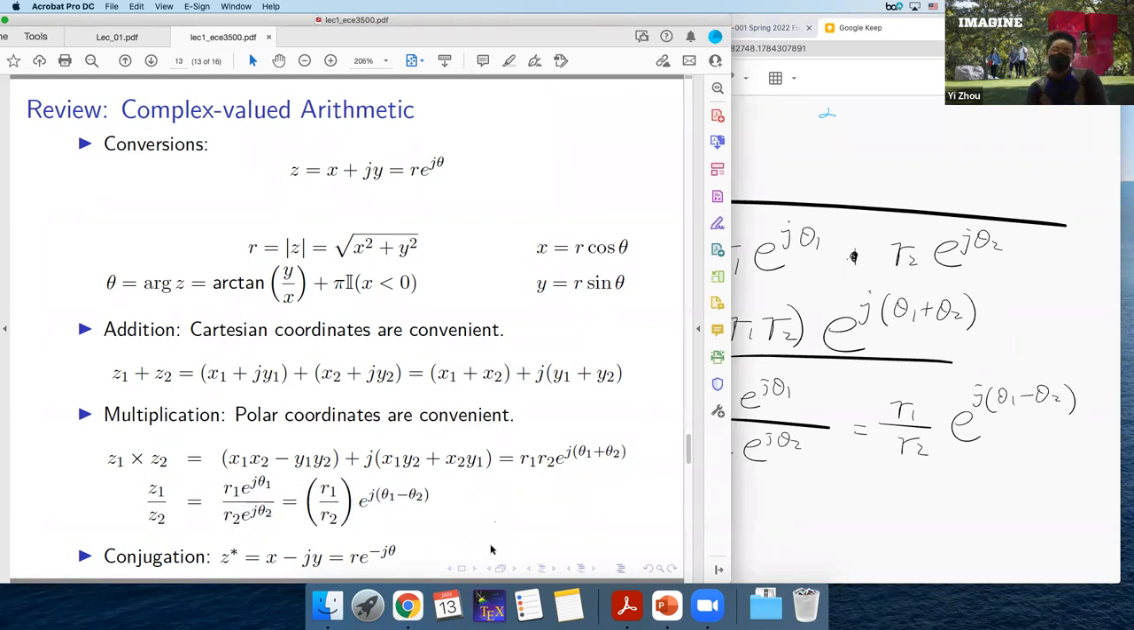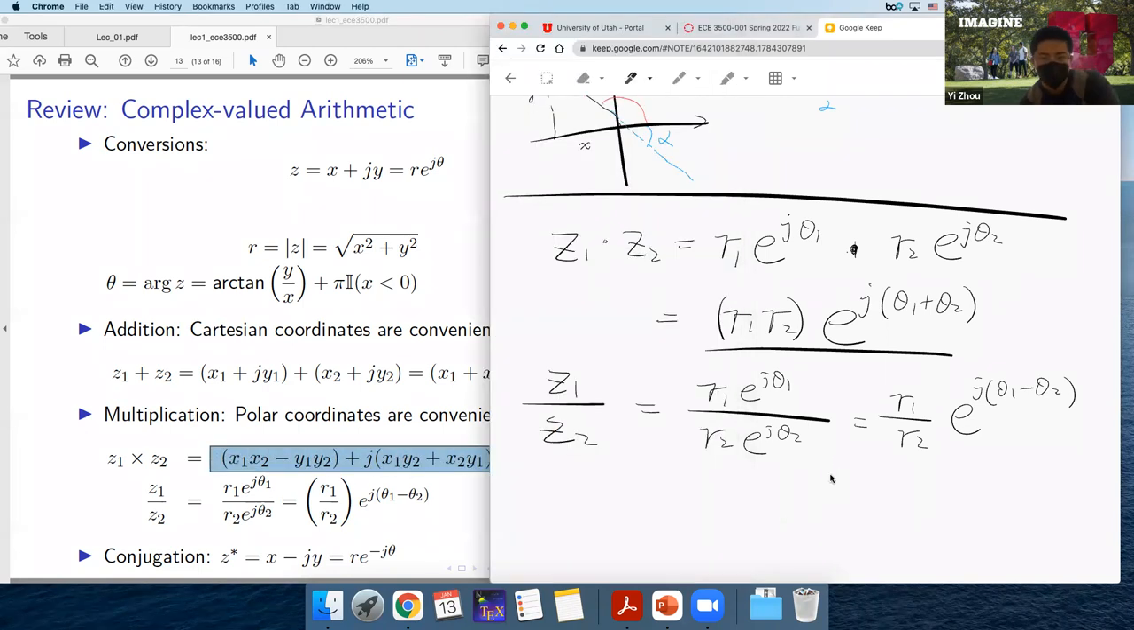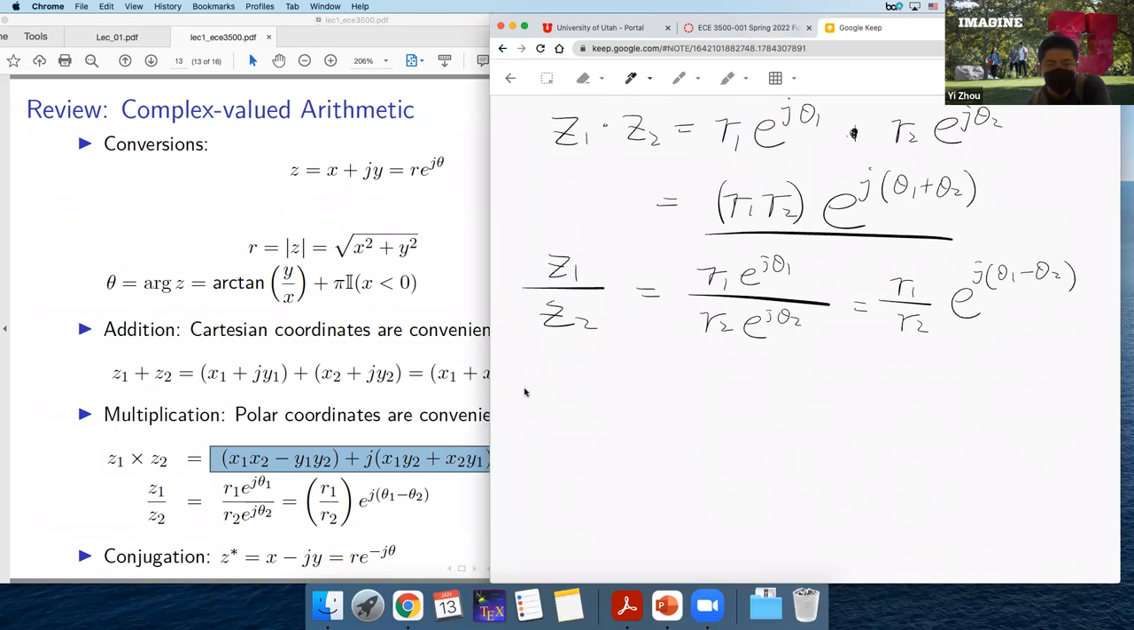And as a comparison, if you want to do this multiplication using the Cartesian form, then it's a little bit more complicated. You have Z1 times Z2. Now you're writing out their Cartesian form.